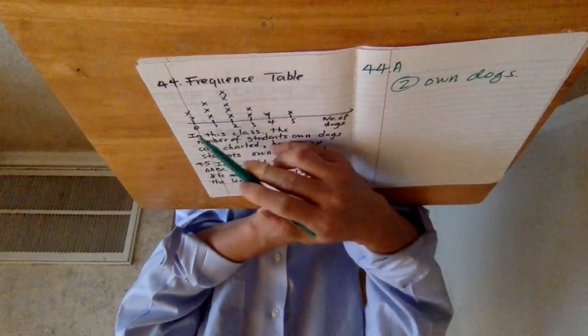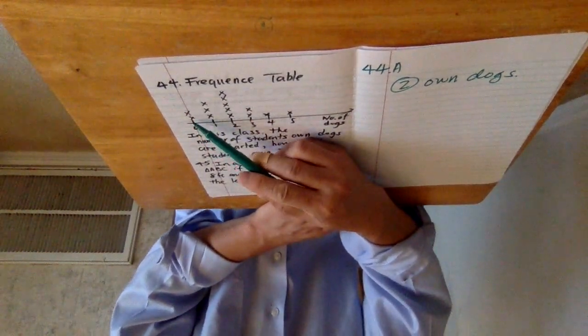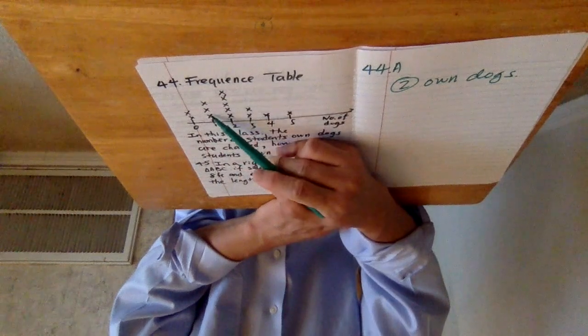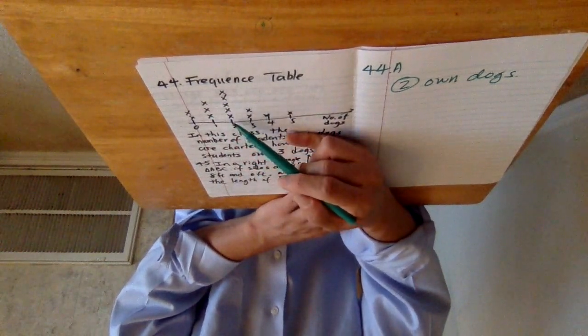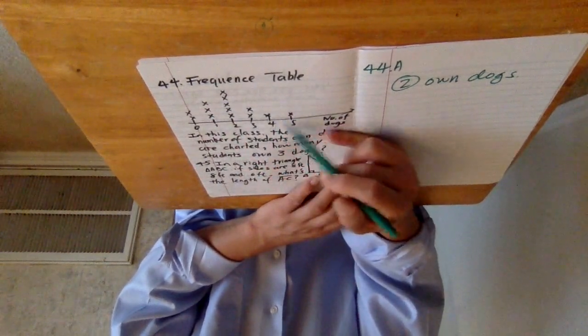Frequent table oriented counts. You see here, 2 people have no dogs, 3 people have 1 dog, and 5 people have 2 dogs, and so forth.